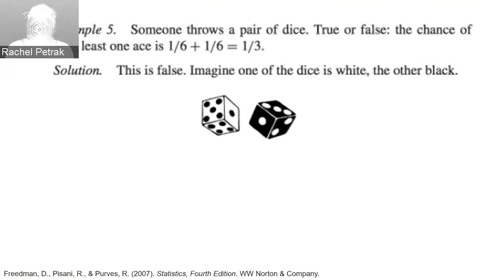Let's look at a different example. So now someone throws a pair of dice. Let's think true or false. The chance of getting at least 1 ace is 1 out of 6 plus 1 out of 6. Well, in this case, we can't add the probabilities because these 2 dice are completely independent. If you think about this logically, you can see that it makes sense because we need to separate these probabilities out.